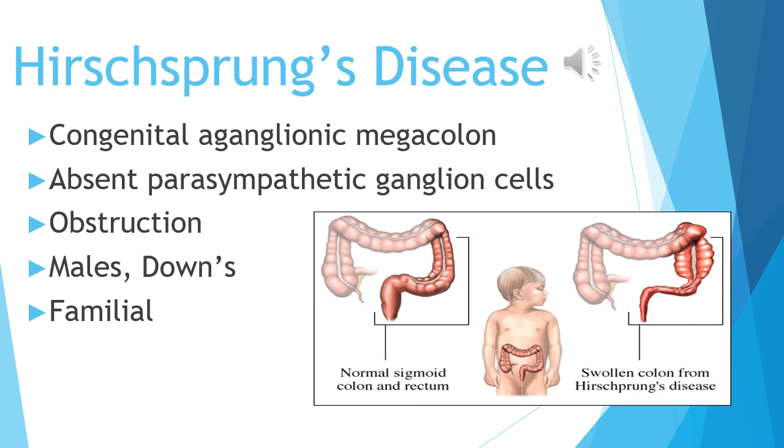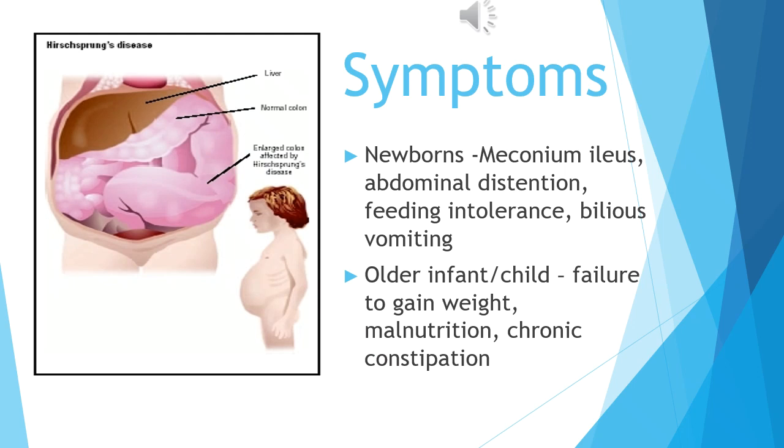The area in the colon above where the atrophy is inflamed and enlarged, and it won't allow the stool to pass normally. This is common in males and can be associated with Down syndrome. It's also known to be hereditary and can run in families. 80% of children will present with symptoms during their first 6 weeks of life. If a large segment of the colon is affected with this disease, then symptoms may be present as early as 24 hours old.